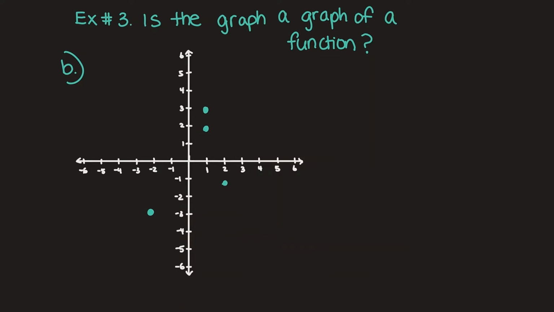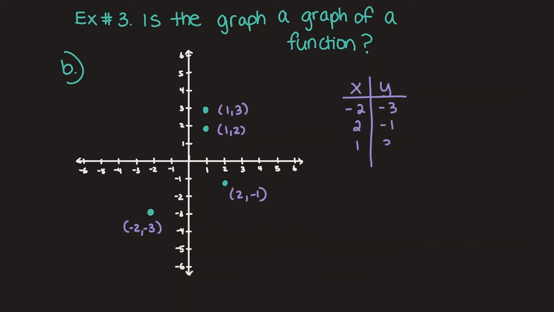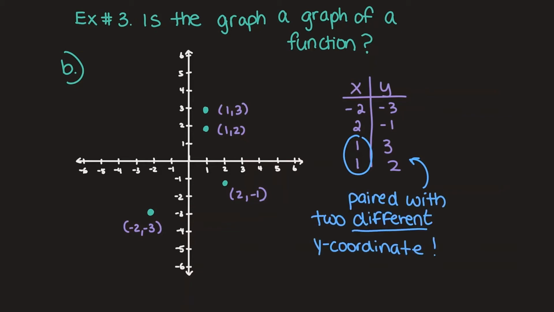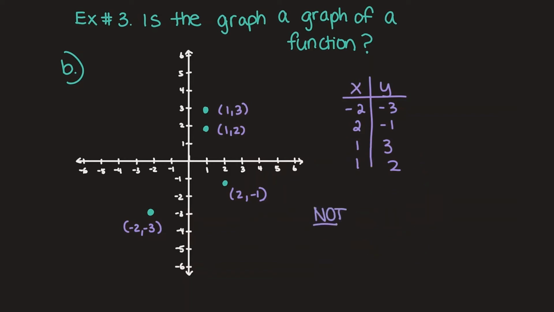Now let's determine if this graph is a function or not. Again, we can list our ordered pairs in a table. For this relation, we actually have the x-coordinate 1 appear twice. Now we have to check if the y values match. However, they are paired with 2 different y-coordinates, so they are not matching. And because of this, this graph is not a function.